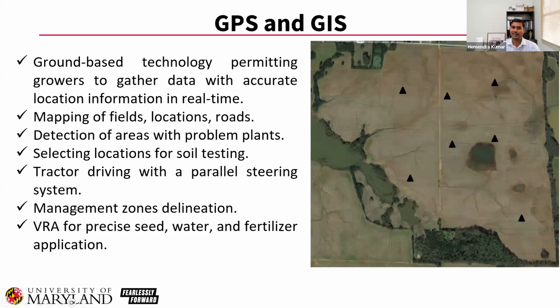What will happen with that? You might get the management zone delineation idea. Maybe my samples are different and they are indicating different rates of nitrogen and phosphorus, and I want to get some insights. This way you can also detect the areas with problems that you have in the plants.